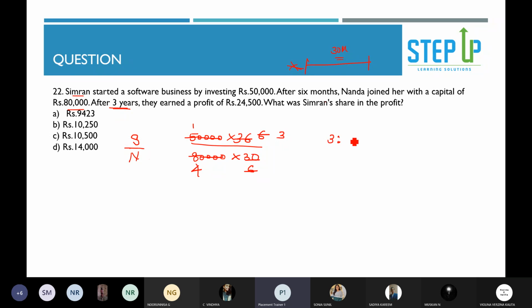So you will get 3 is to 4. Whose share do we need to calculate? Simran's share. This is Simran to Nanda. Simran's share is 3 by 7 of 24,500. 7 3s are 21, 3 7s are 21, 7 5s are 35. So 10,500 is your answer.